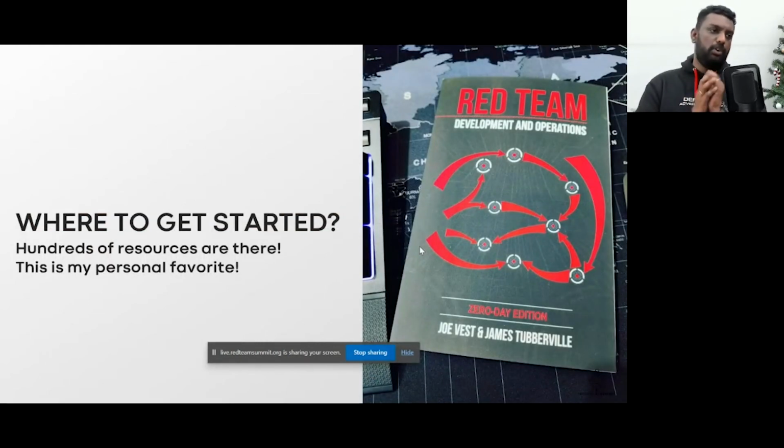And for teaming, I used to get a lot of queries on how to get started in teaming, technical-wise and management-wise. The very first beginning would be this awesome book, Red Team Development and Operations, by Joe Vest and James Tubberville. All the things you need to know to get started with offensive work are mentioned in this book. Many other awesome books are there, but I do like this book and how Joe has crafted certain explanations and every other aspect of teaming in there. So you will just use that.